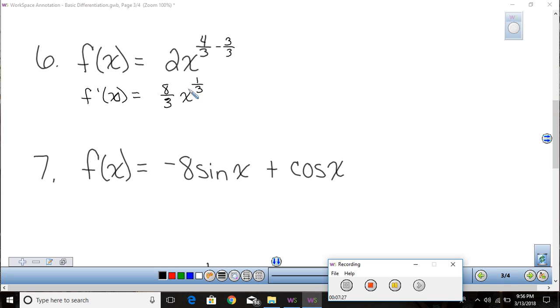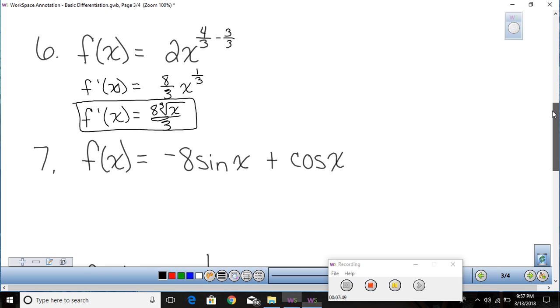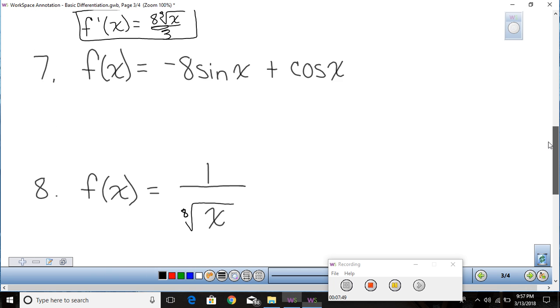I'm not sure how far I wanted you to go on this. I may be okay with that, but if you'll recall, this is a root, a cube root, because that number is in the bottom there. So you could actually take this a step further and say that, since this is in the numerator here, you could say 8, and this would be the cube root of x all over 3. I would probably actually prefer that. Throw them back to our Algebra 2 days. All right, number 7.